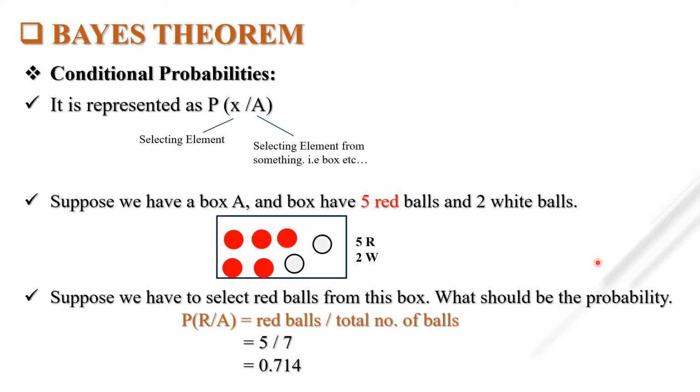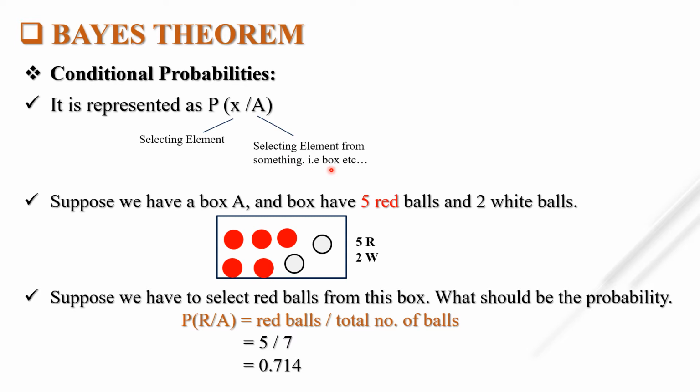Now there is an example of conditional probability. It is represented as probability of x by A, where x represents what we are selecting from the event A. For example, x is a selecting element and A is the thing we are selecting from.